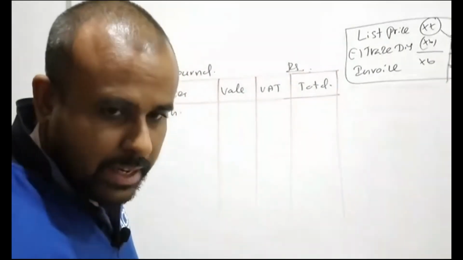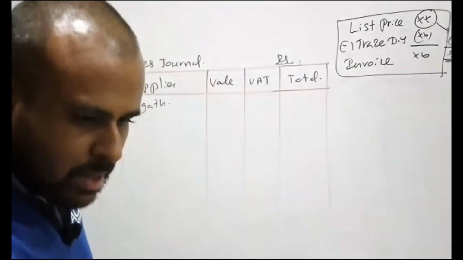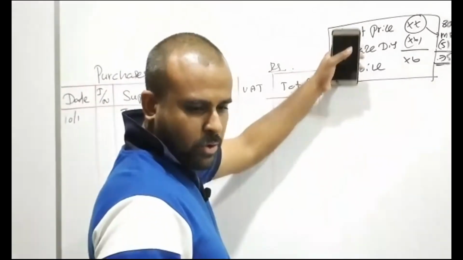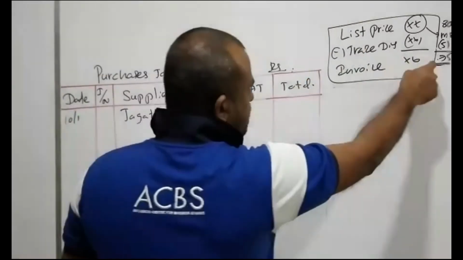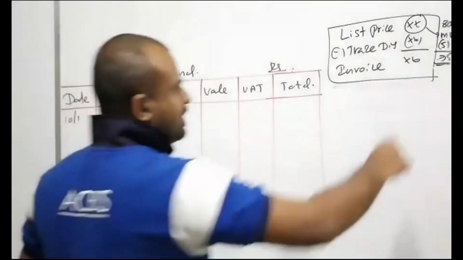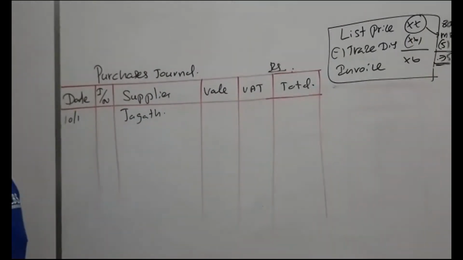What is the relationship between the list price and the invoice price? List price is the price before deducting the trade discount. Invoice price is the price after deducting the trade discount. If the list price is 80 and the trade discount is 5, then the invoice price has to be 75. Is that clear?